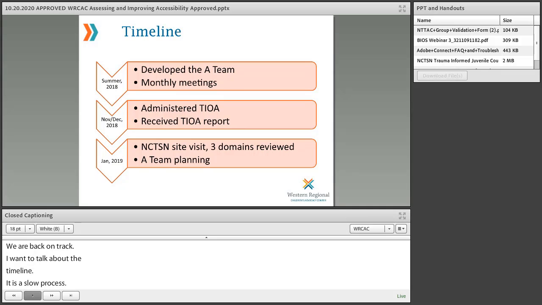We began to have our monthly meetings. We administered the trauma-informed organizational assessment in November through December. I mentioned we had it open for about a month. And then in January of 2019, the NCTSN came and did a site visit and helped us review 3 of the domains, and kind of helped us figure out how to make sense of all this information. They came for a day, and we got 3 domains done in an entire day. So imagine we have 6 left.